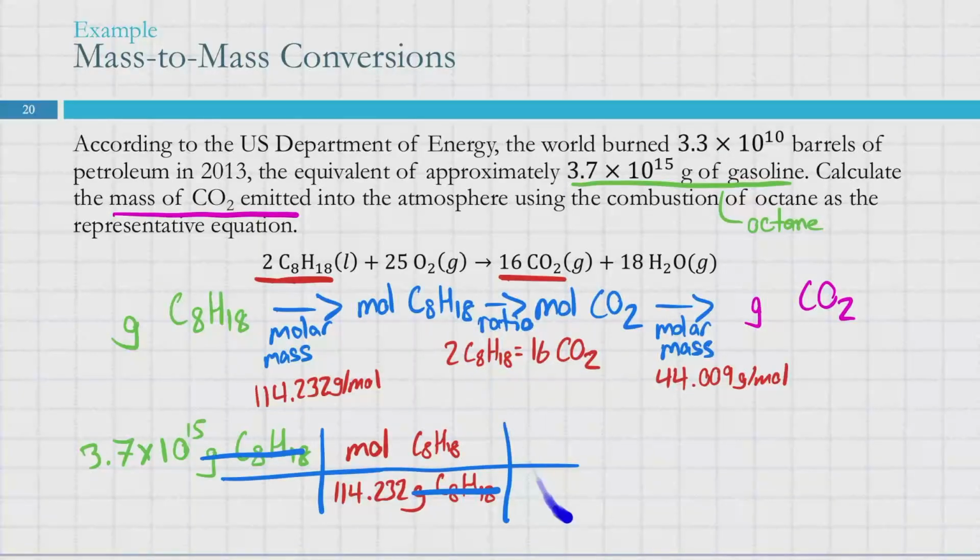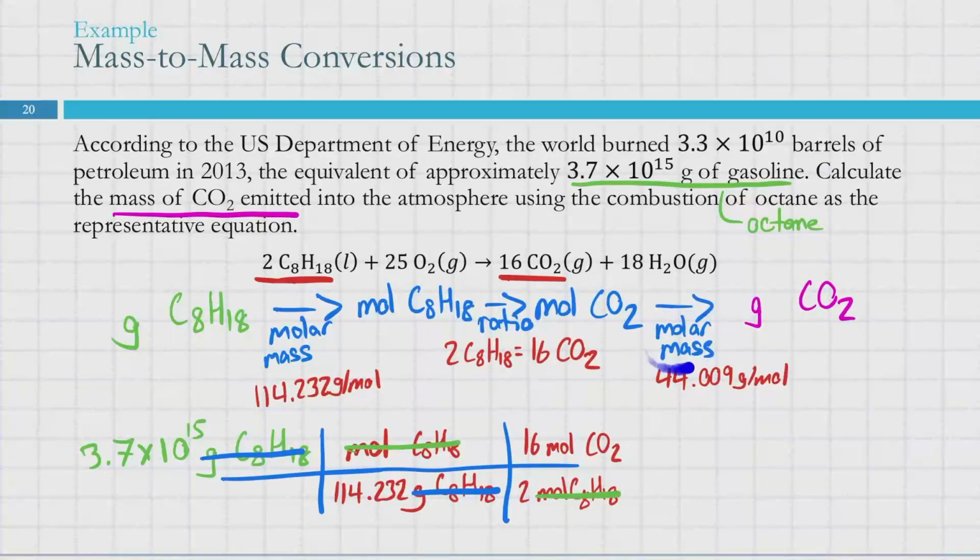We're going to put the octane part on the bottom. I'll add in the moles unit there. And the 16 moles CO2 goes on the top. So our moles of octane cancel from the top and the bottom. We're now in units of moles CO2. According to our solution map, that's right where we should be. That's where we expected to be. So we're still on track.